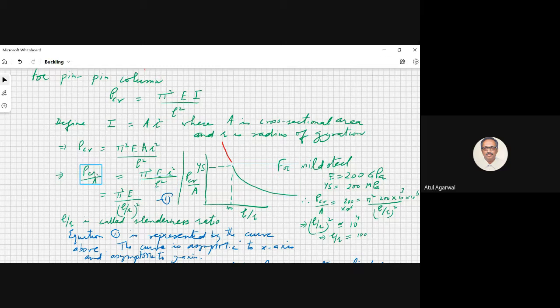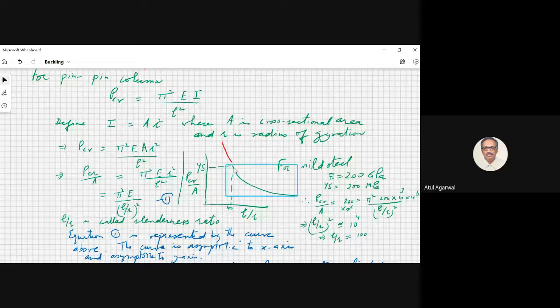And you can see P critical by A looks like stress. So if you equate it to yield stress, for example, for mild steel, your Young's modulus is this, yield stress is this. So in P critical by A, you replace by yield stress. So you get pi square Young's modulus upon L by r square. So you see L by r is coming equal to 100. So when your L by r is 100, your column is also failing by yielding. So your Euler buckling formula is valid when your slenderness ratio is more than 100.